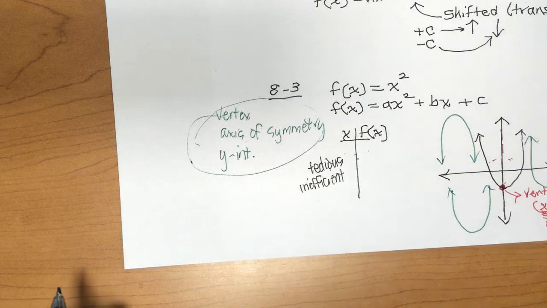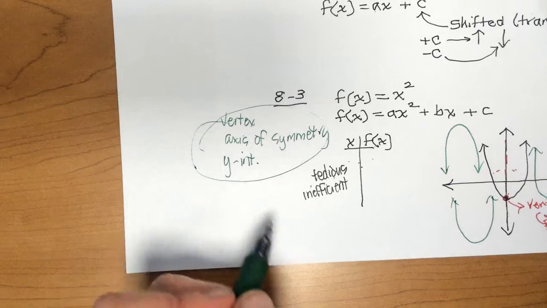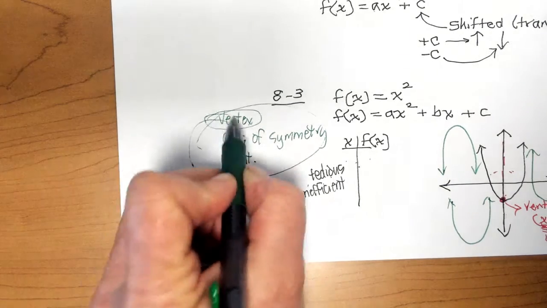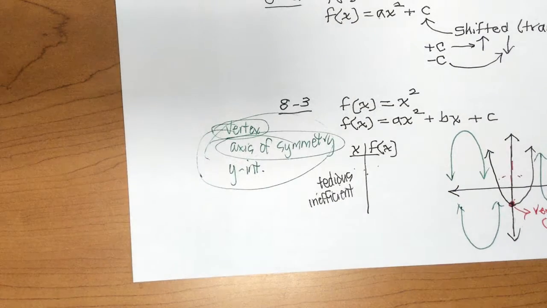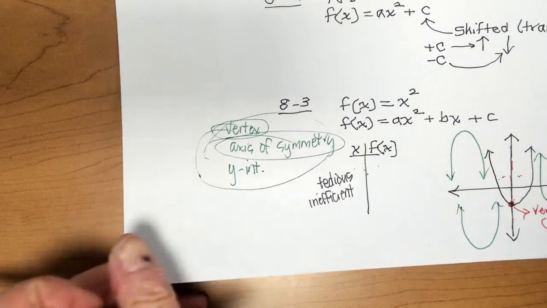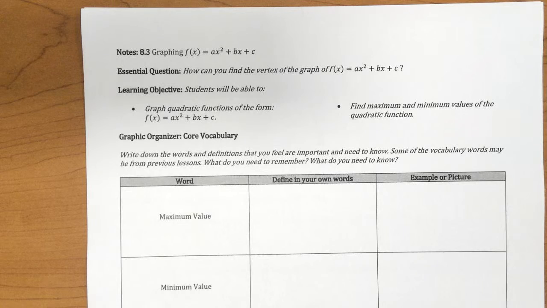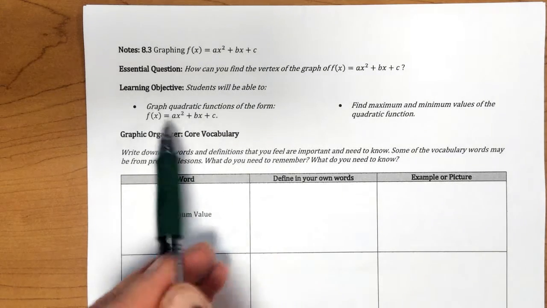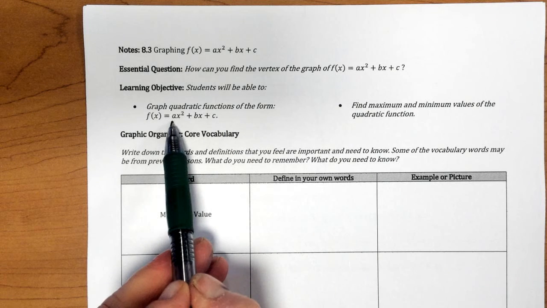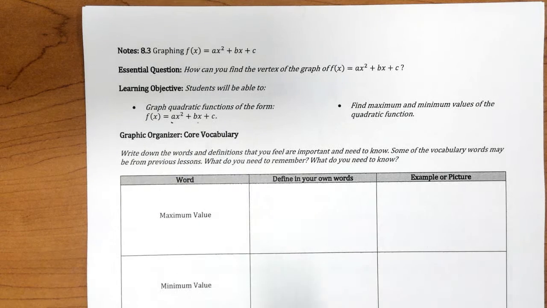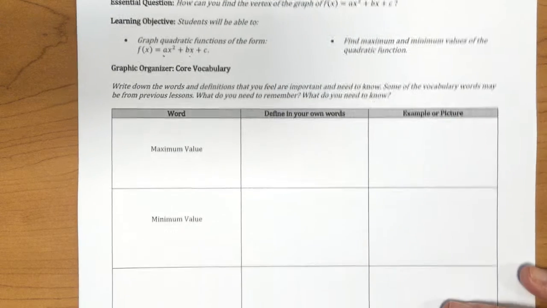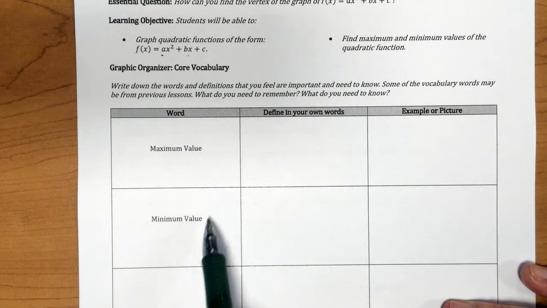But let's start with the most basic premise. And let's figure out how to get the vertex and the axis of symmetry. So here's our note packet page. You're going to see here's our learning objective, graph a quadratic function in the form ax squared plus bx plus c. As part of this lesson, we're also going to learn about maximum and minimum values.